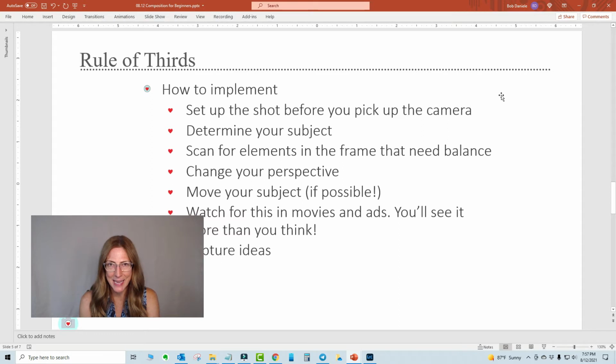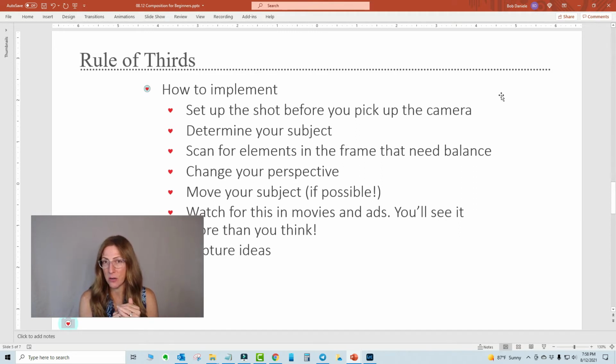Then scan for elements in the frame that you are balancing out into the rule of thirds. So what I do is I start in the lower left-hand corner and I go around and I scan for things that are needing to be in the picture and out of the picture. And then I can see where I can focus that cross mark to be the rule of thirds.